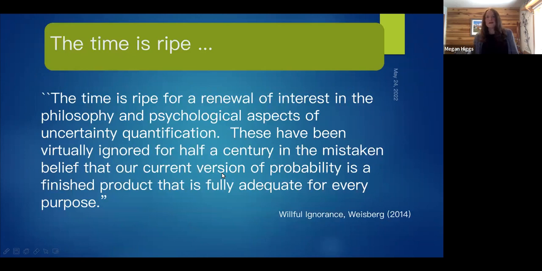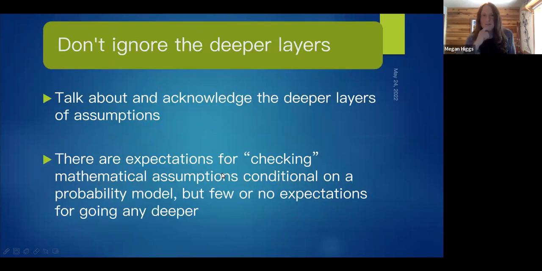Another quote from Weisberg, and I really agree with this one. The time is ripe for renewal of interest in the philosophy and psychological aspects, and we could probably add more things there, of uncertainty quantification. These have been virtually ignored for half a century in the mistaken belief that our current version of probability is a finished product that is fully adequate for every purpose. And yeah, something we should all sit with.